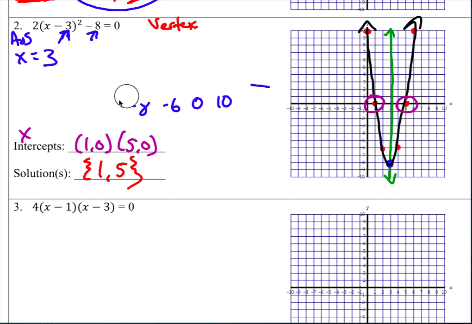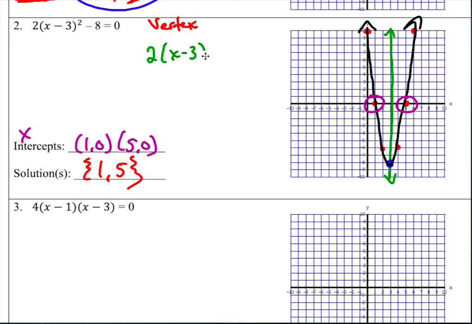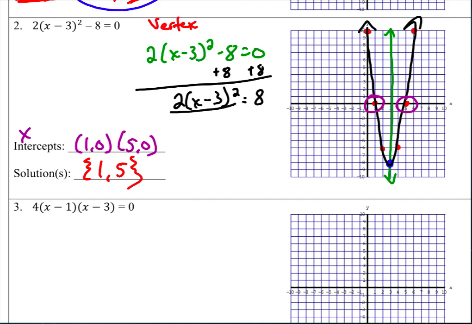All right. Say we want to check this one to see if we've done it correctly. So we can actually solve this equation and try to figure out what the x value is going to be, since it's equal to 0. So I have 2 times x minus 3 squared minus 8 is equal to 0. So I'd solve it by adding 8 to both sides. And then I'm going to divide everything by 2 to get rid of that 2. And I get x minus 3 squared is equal to 4.